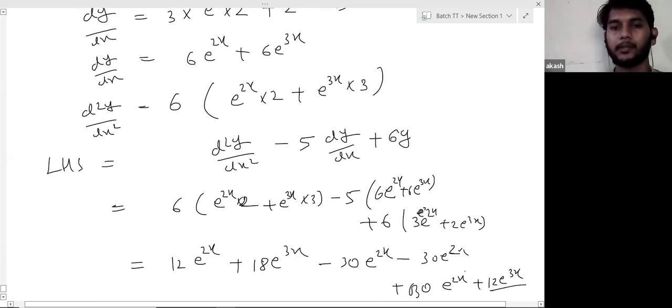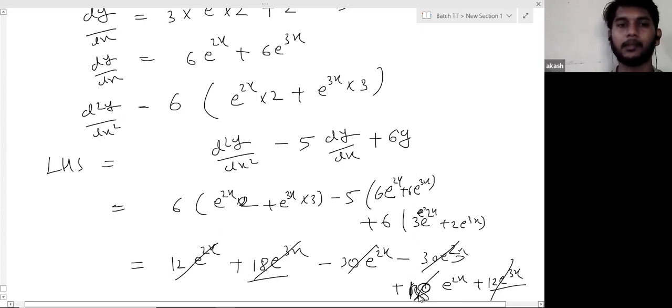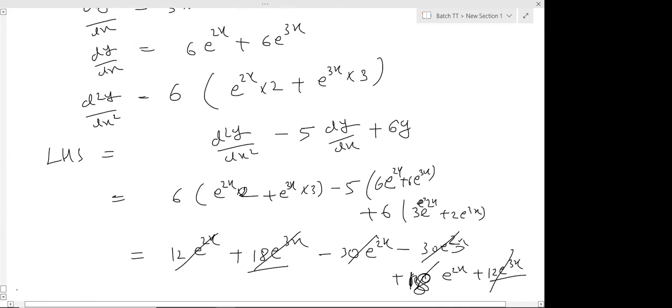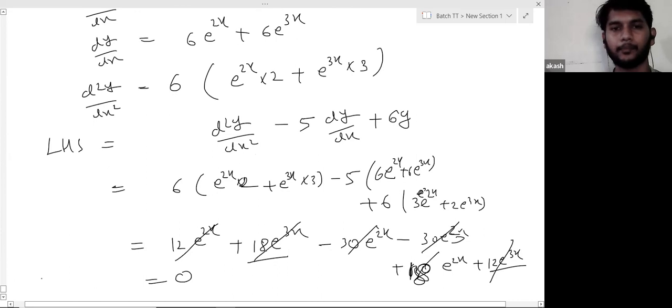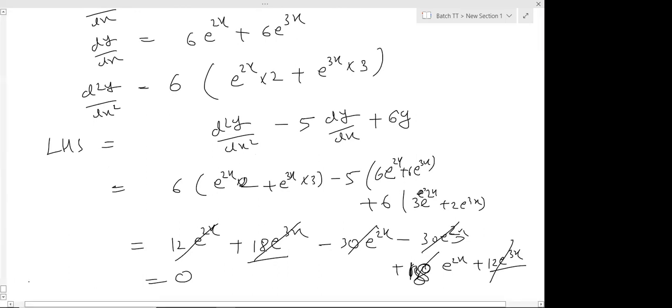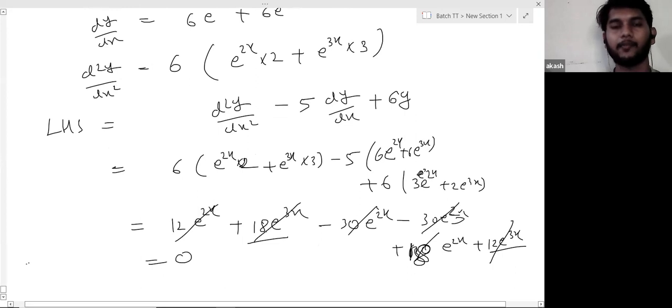So 12e raised to the power 3x, 18e raised to the power 3x, 30, and 30 minus 30 is, sorry, this one is 3x. It's cancelled, and same for this. This thing is clear, everyone? Yes, sir. All right, Sahel, this is clear? Yes, sir. So in this type of questions, always just write down LHS, find all these values. You will automatically get your answer.